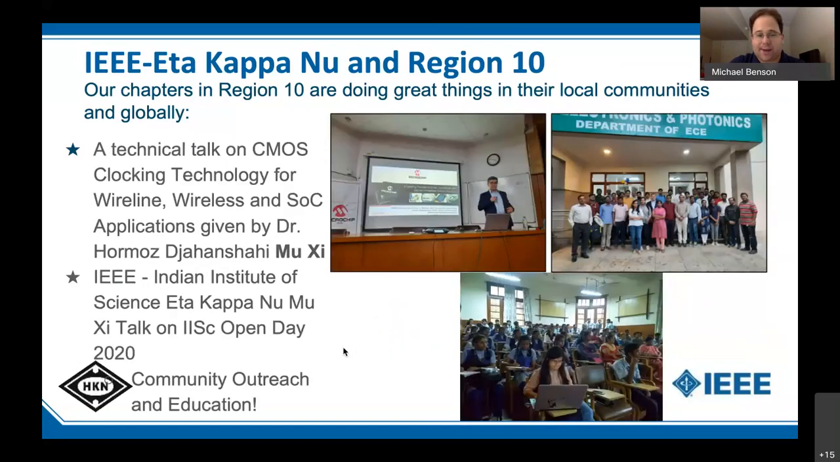Our Mu Zeta chapter, which we'll hear more from a little bit later, at the Indian Institute of Science in Bangalore, has hosted a number of activities. You can see some there, but training and helping with some major science talks and a workshop on campus. So again, both technical and outreach activities are really fantastic. They are a best practice, and they provide a service within the educational institution and within the profession too.